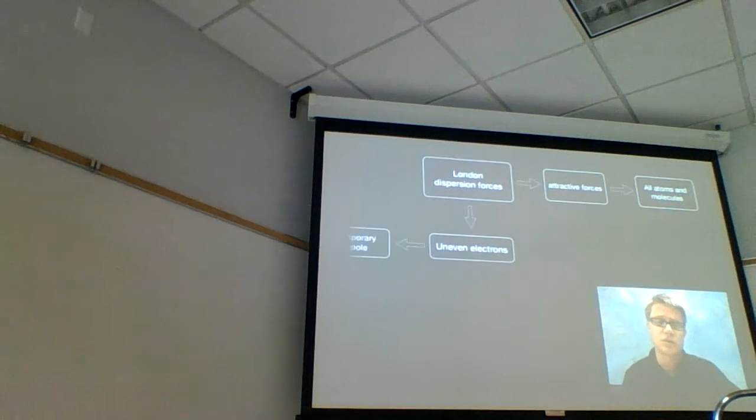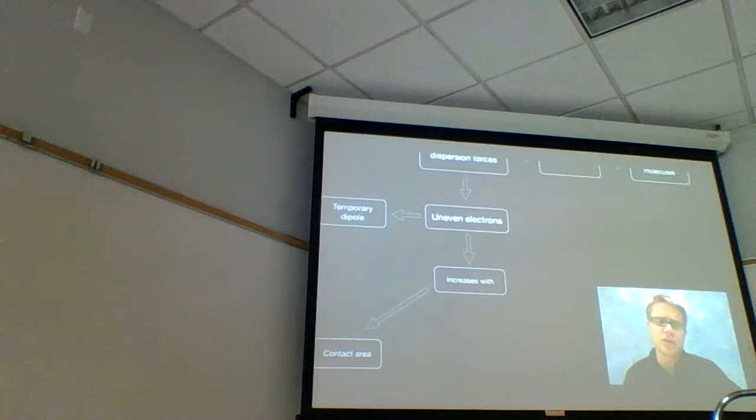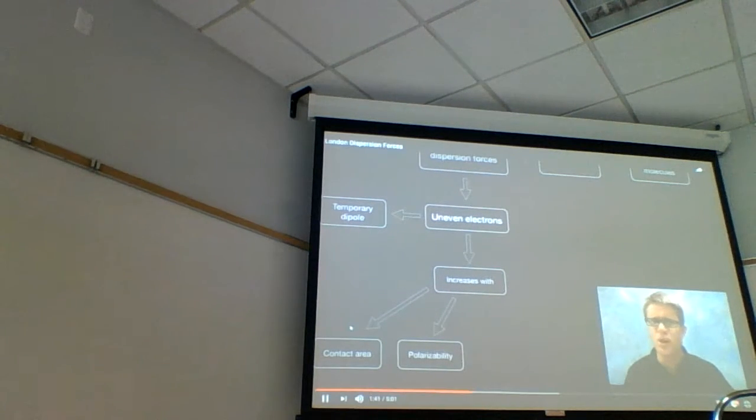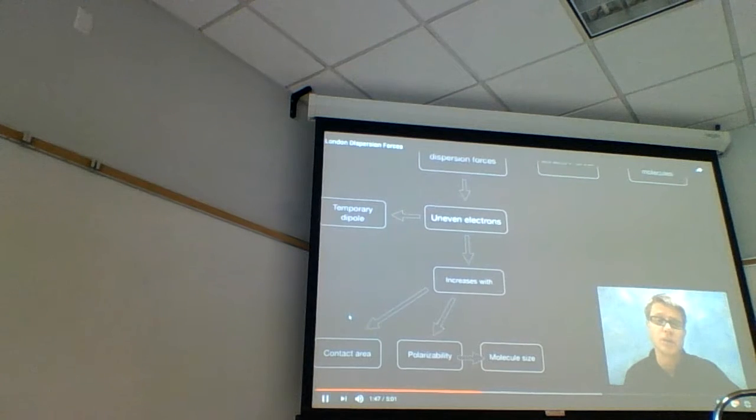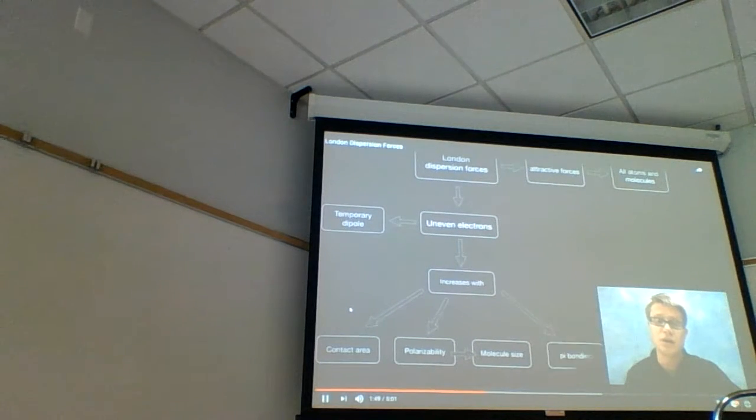As the electrons are distributed unevenly, they create what is called a temporary dipole. That's a molecule that has a positive and a negative charge. These are going to increase as we increase the contact area between the molecules. Also, as we increase their polarizability, which is the squashiness of a molecule. Normally, the more electrons you have, the higher this is going to be. And so as we increase molecular size, we're going to increase these dispersion forces.